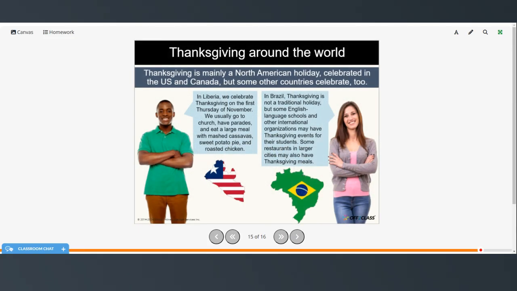Right, Thanksgiving is mainly a North American holiday celebrated in the US and Canada, but some other countries celebrate too. In Liberia, we celebrate Thanksgiving on the first Thursday of November. We usually go to church, have parades, and eat a large meal with mashed cassavas, sweet potato pie, and roasted chicken. In Brazil, Thanksgiving is not a traditional holiday, but some English language schools and other international organizations may have Thanksgiving events for their students. Some restaurants in larger cities may also have Thanksgiving meals.